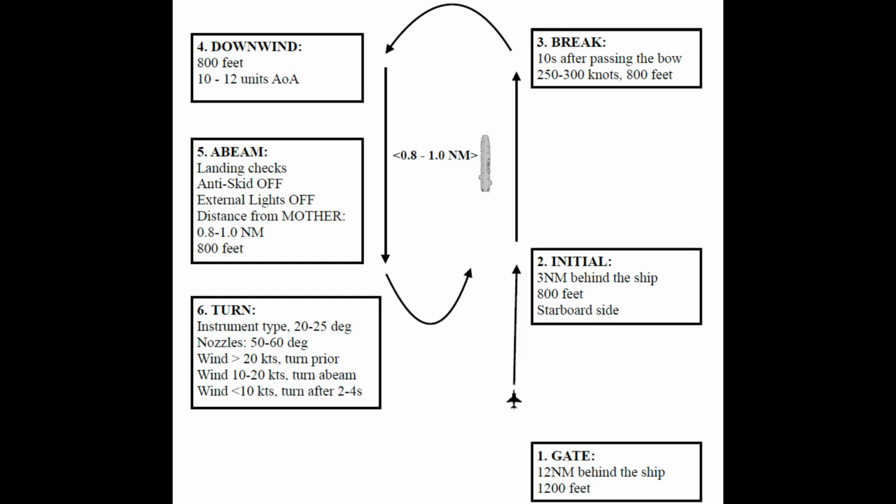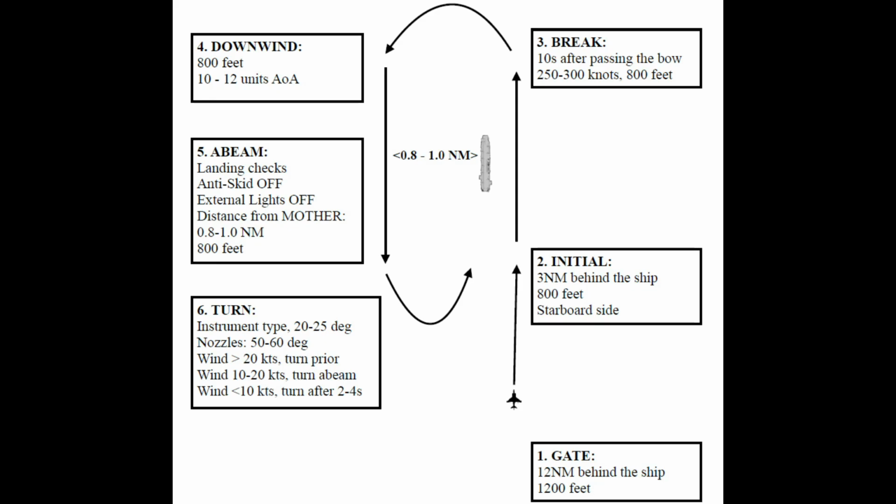10 seconds after passing the ship, we perform the break, 10 to 12 units of angle of attack, and we maintain 800 feet. As we get abeam, we do our landing checks, switch anti-skid off, external lights off, and make sure that the distance between you and the ship is less than 1 nautical mile and at 800 feet.